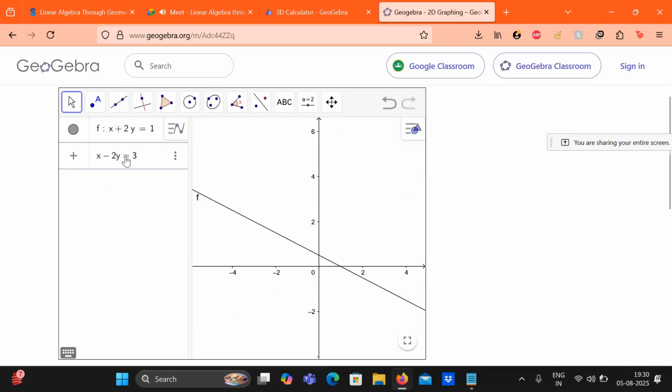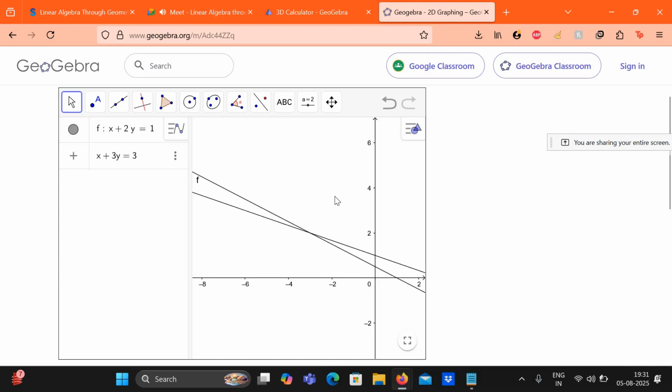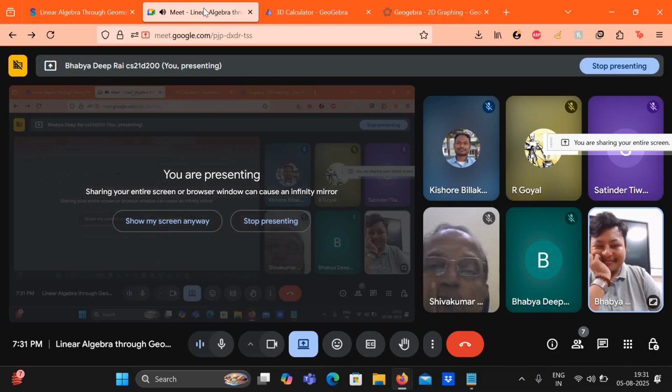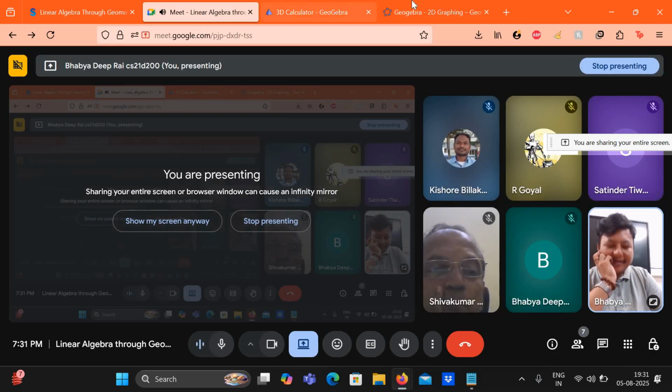And x plus 3, yeah, good. Okay, now you have this, no? Make it plus. Okay, you have this, no? You can see that it's intersecting here somewhere. Now what you can do, who asked it? Satinder. Yeah, right.